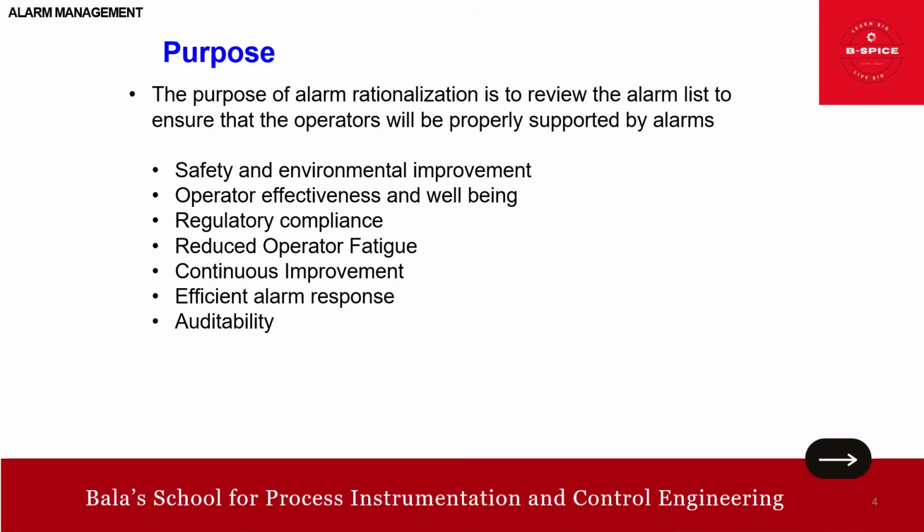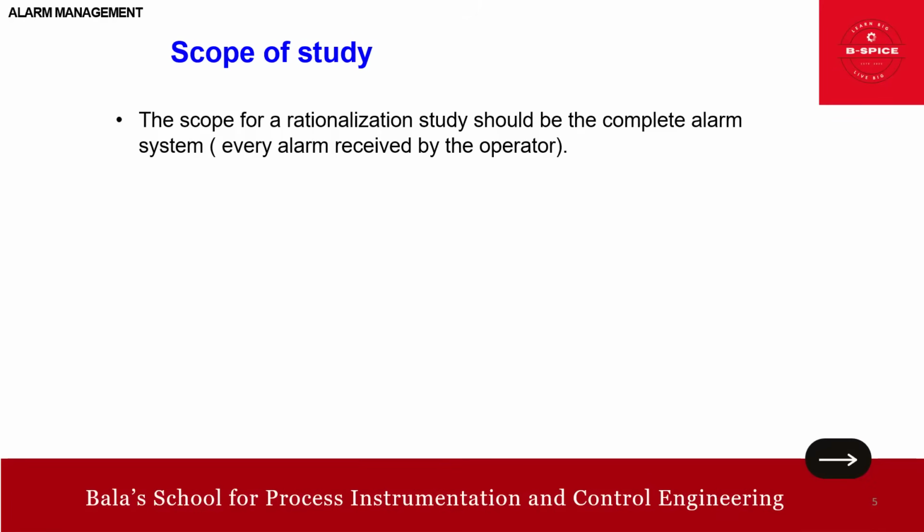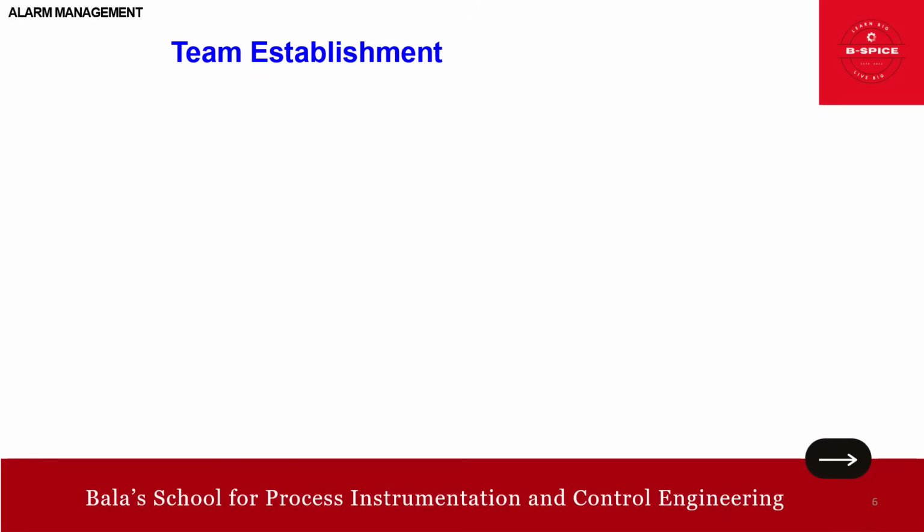Now we go into the scope of study. The scope of the rationalization study should be the complete system, meaning every alarm received by the operator should be studied. Then, what is the look and feel of the team establishment? A multidisciplinary team should be involved in the study: operation team, process safety, and our guys, control and instrumentation. And operator representatives should be actively involved throughout. The roles and responsibilities should be assigned, including a team leader or coordinator. Capturing the output and creating the rationalization report are critical aspects of this study.